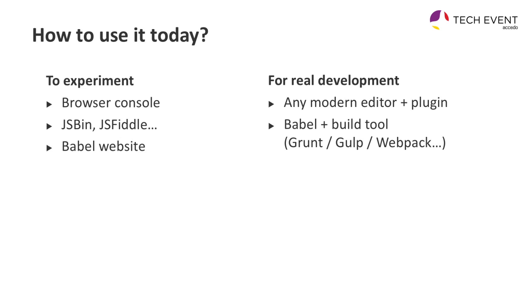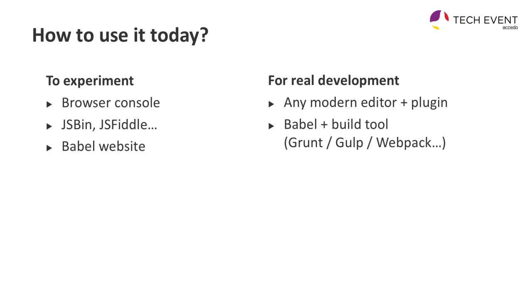There's also the Babel website. Babel is a tool, the most popular tool to convert ES6 code to ES5. And when you type some code on their website, you can see the resulting ES5 code that they create based on your new syntax ES6 code. So that's quite convenient to experiment.